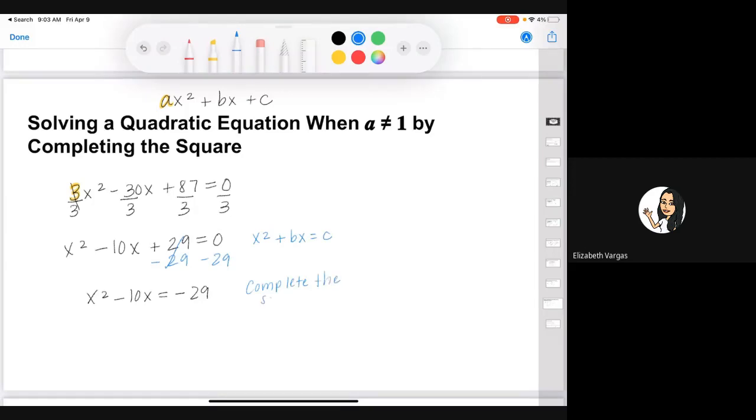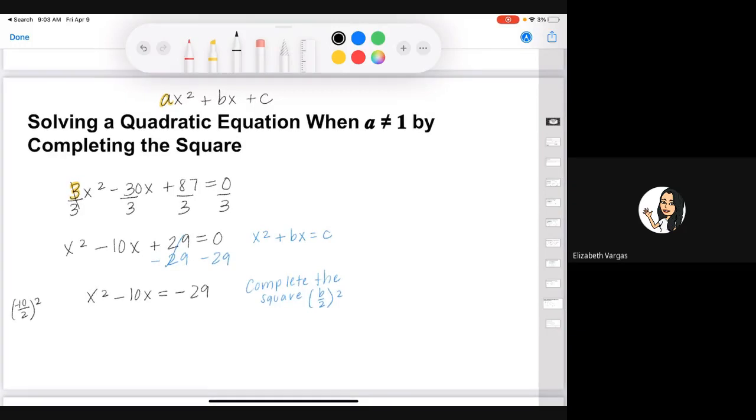How do I complete the square? Well, I use the formula b divided by 2, squared. My b here is negative 10, so I'm plugging that in. Negative 10 divided by 2 is negative 5, squared is 25. So in order to complete the square, I have to add 25, but I have to do it to both sides. Don't forget to do it to both sides.